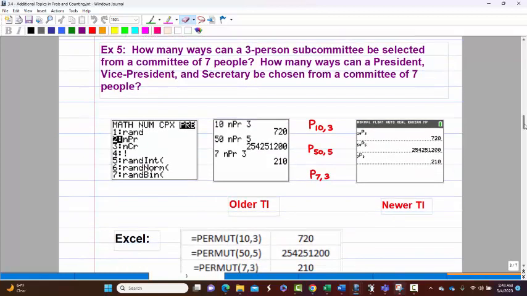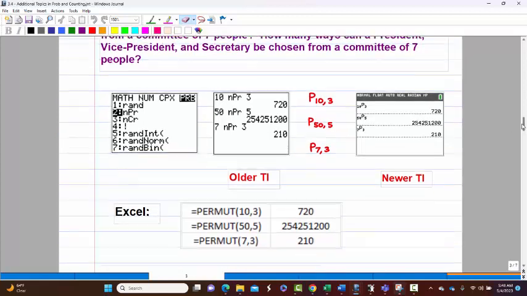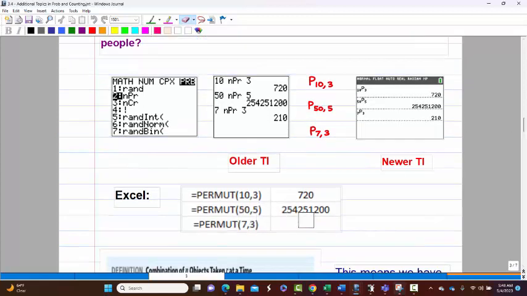So I won't retype this one, but it's the same thing. So it's 50 NPR 5. It's a big old number. Well, out of 50 people, you'd expect this to be a lot, 254 million. And then in Excel, it's easy enough to do, equals PERMUT(50, 5). There they are. They match. That's always good.